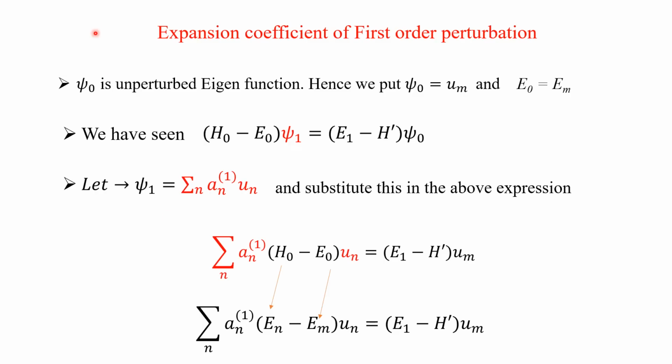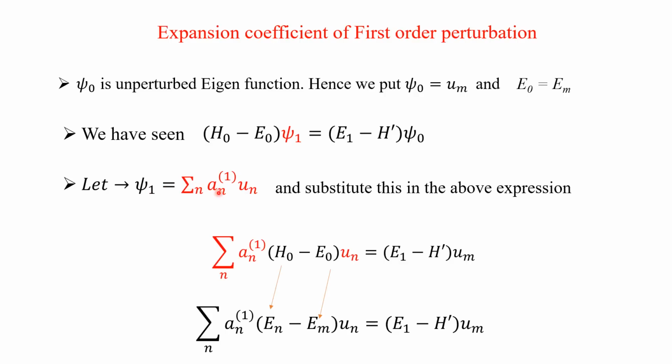Our next task is to find the expansion coefficient of first order perturbation. We know very well that the square of the expansion coefficient gives the probability of finding the particle. In that way, the expansion coefficient is a very important parameter. Psi naught is the unperturbed eigenfunction, the initial wave function, and E naught is equal to Em. This is the initial energy eigenvalue. And we have seen that (H naught minus E naught) psi 1 is equal to (E1 minus H prime) psi naught.